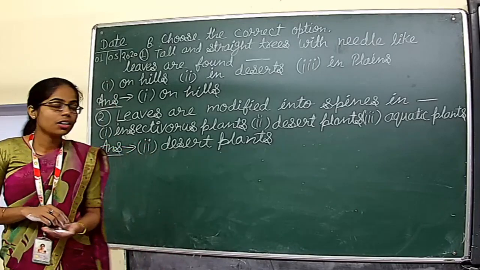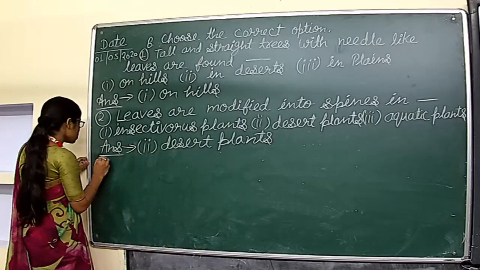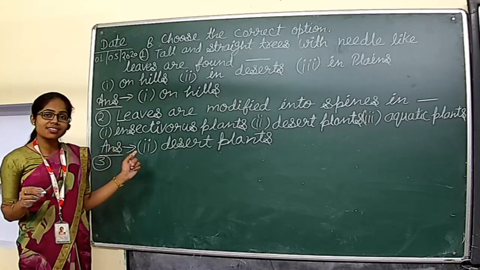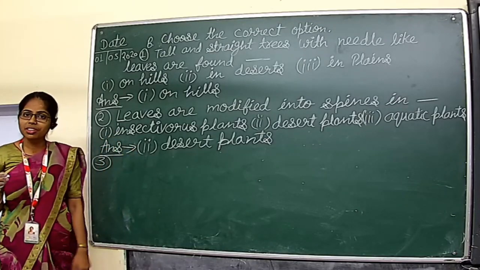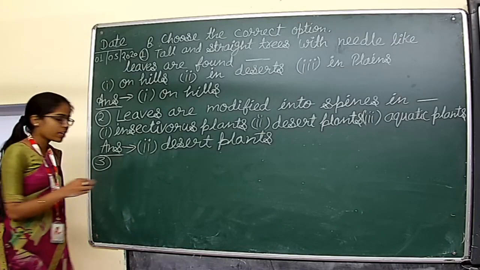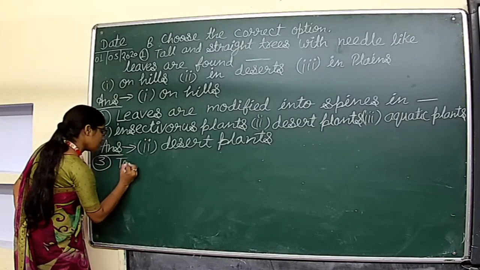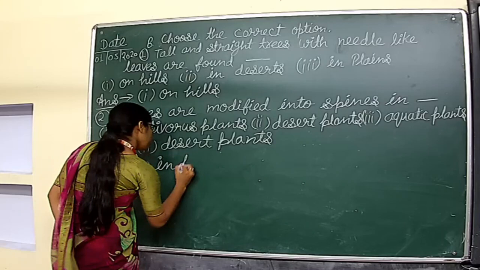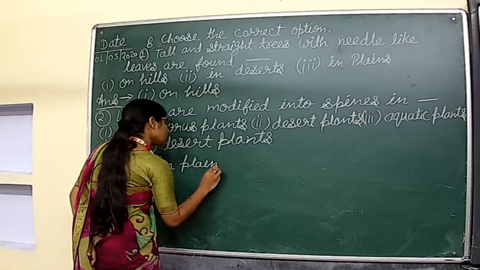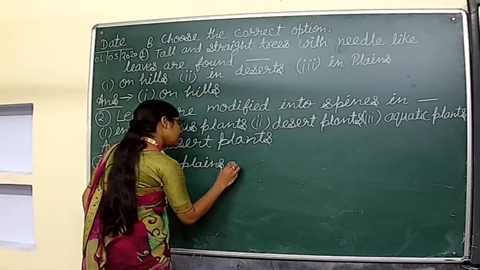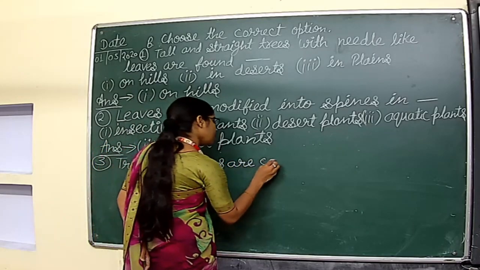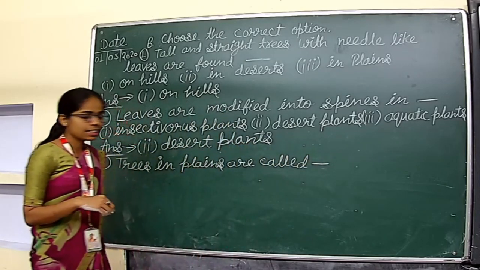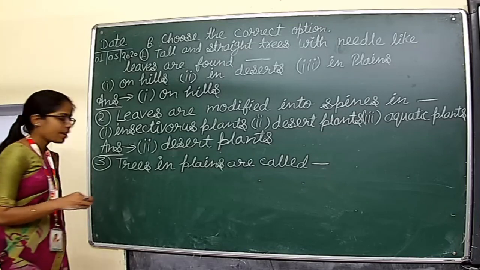Now, we will move to the next question. I hope that you are noting down all these questions and answers, or choosing the correct option with me. Please note it. Okay. The next question is: trees in plains are called dash.